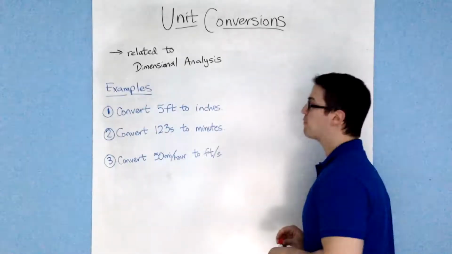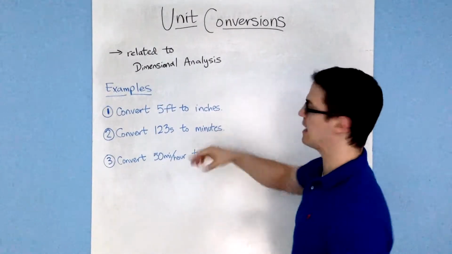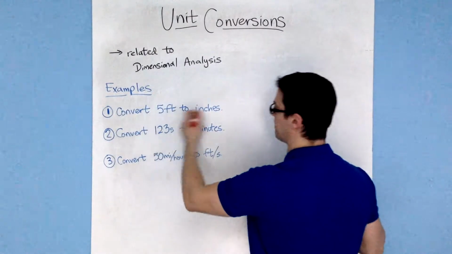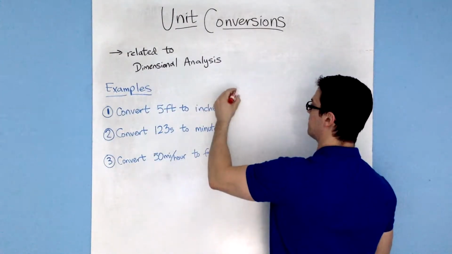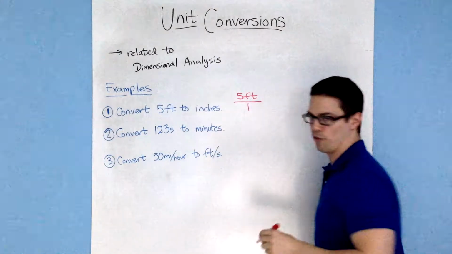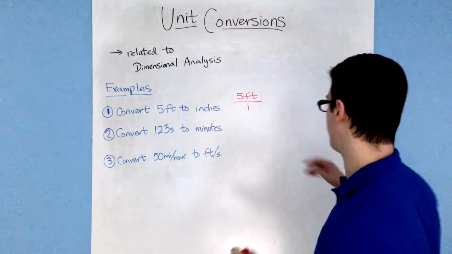So here we go. Alright, so the first thing we want to do is write down the number that we start with. In this case, it says 5 feet. So we're converting 5 feet to inches. So I'm going to start with the 5 feet and just write 5 feet. And it also sometimes helps to write over 1. Okay, so 5 feet over 1.